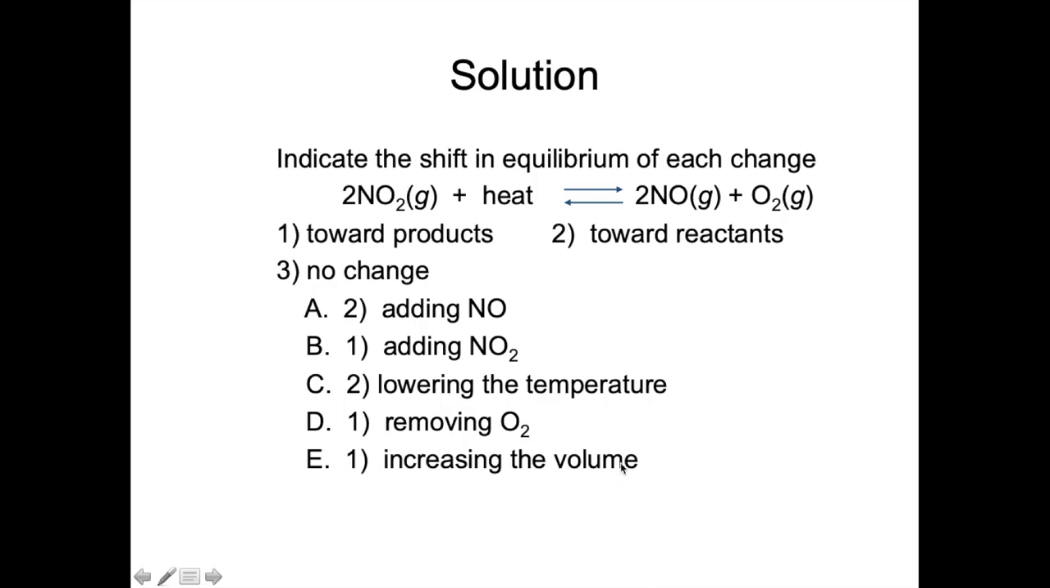Now, when you look at the volume, look at your moles of gas. We've got 2 moles of nitrogen dioxide gas on the left-hand side of the equation. On the right-hand side, we have 2 moles of nitrogen monoxide gas, but we also have a mole of oxygen. That's 3 moles of gas in total. So if we increase the volume, right, the system wants to try and take up that extra space. So the equilibrium shifts to the right, which has 3 moles of gas. Okay, and so that's why we shift towards the product side.